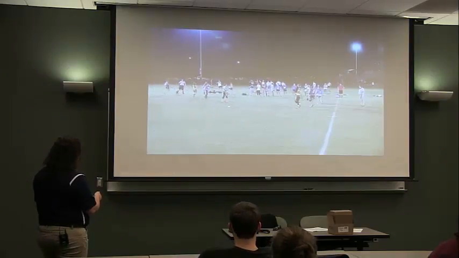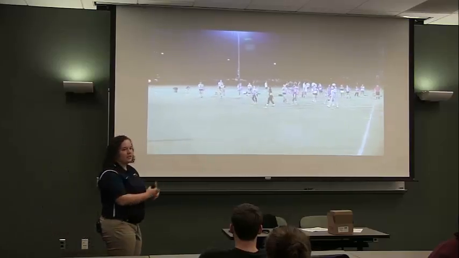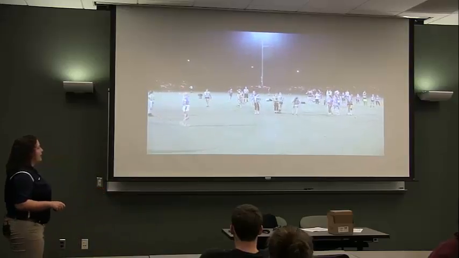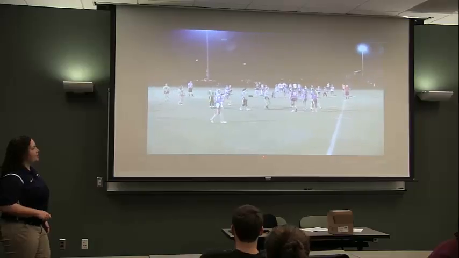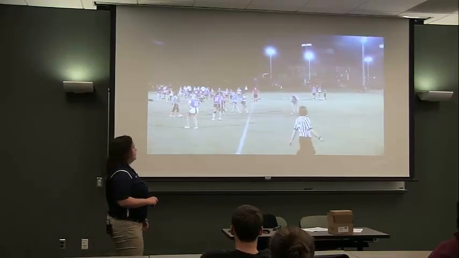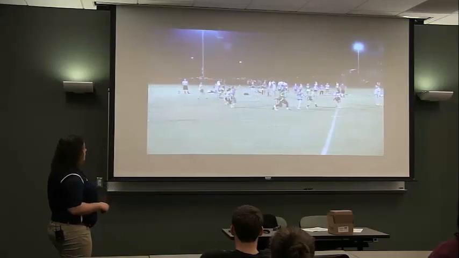So this ref threw an illegal contact penalty behind the line of scrimmage. Again, this is 7-on-7. Looks a little bit different, but same principle. He threw an illegal contact on the offense behind the line of scrimmage, so he is going to go back to where the flag is and then march off the yardage for the penalty. Thank you, Ryan. I think this is the same play.